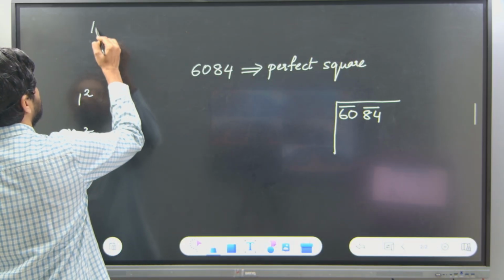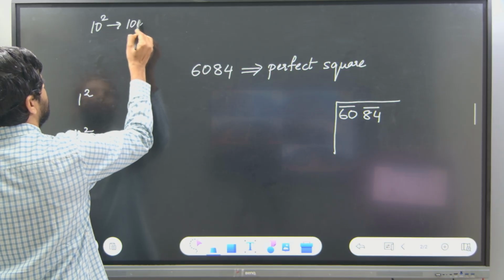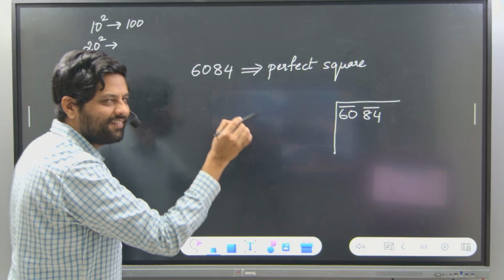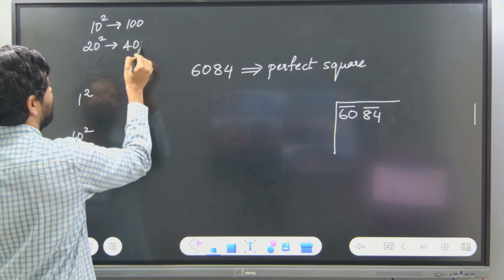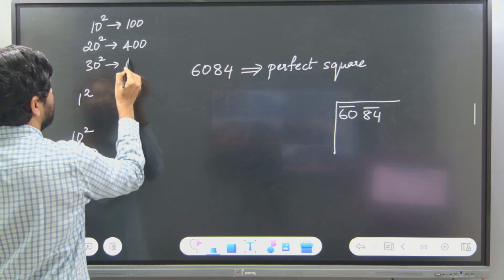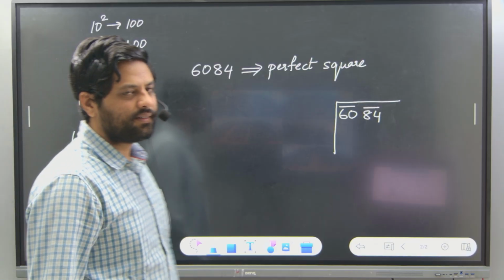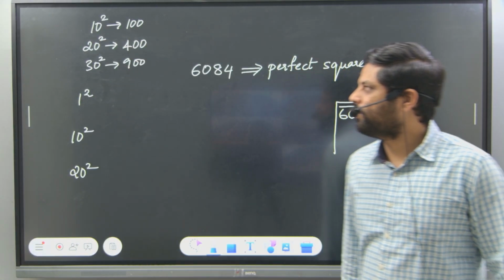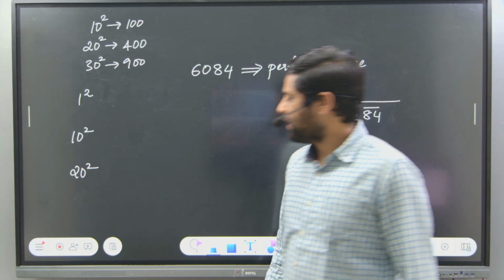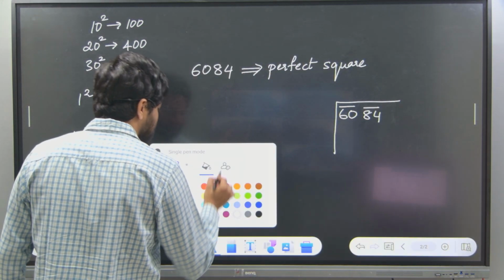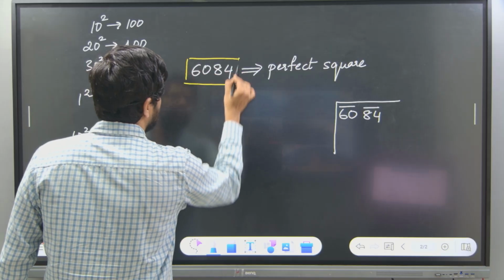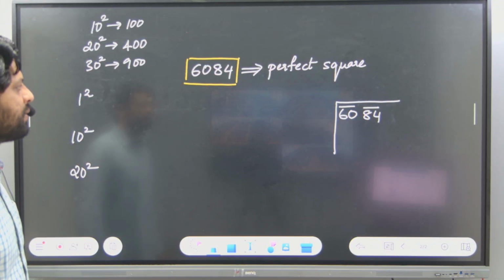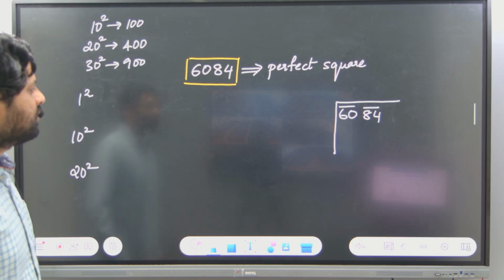Now, what is 10 square? 100. 20 square? 400. And so on, correct? 900 and so on. That's very simple, because if you know 1 square to 10 square, obviously you will write all these numbers. Now, if you look at 6084, we need to decide it lies between which two perfect squares.